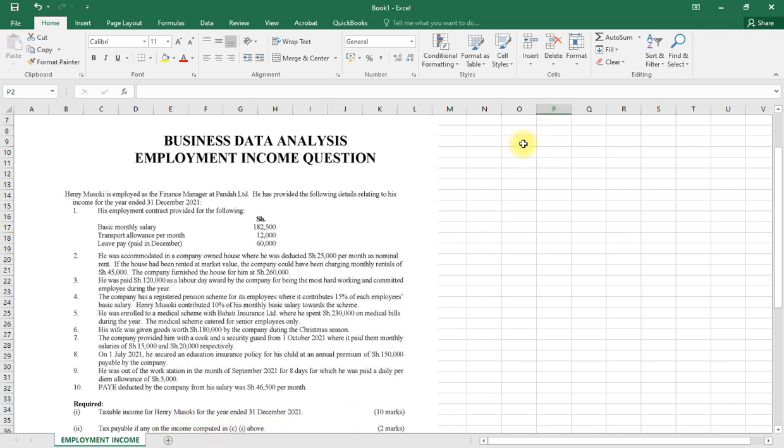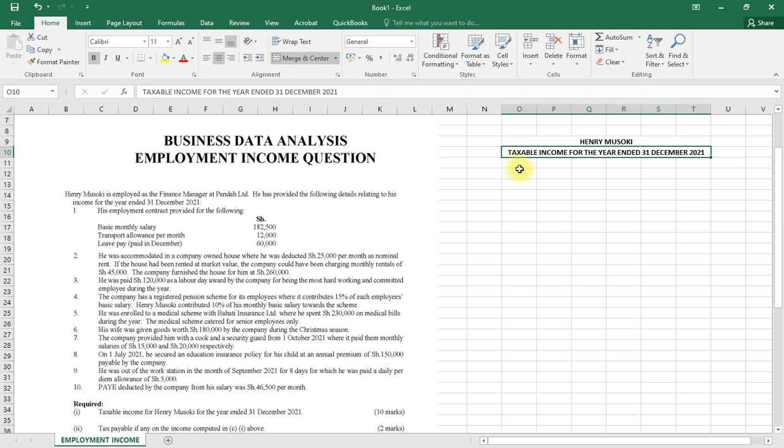So I will tackle this question here, and this is Henry Musyoki. Taxable income for the year ended 31st December 2021. So you can merge this and center that, and you can also merge these and also center. I can press Control B, and even this one Control B to bold that.